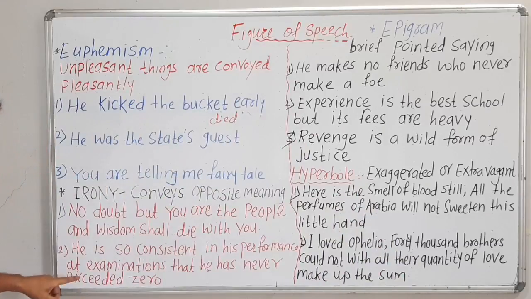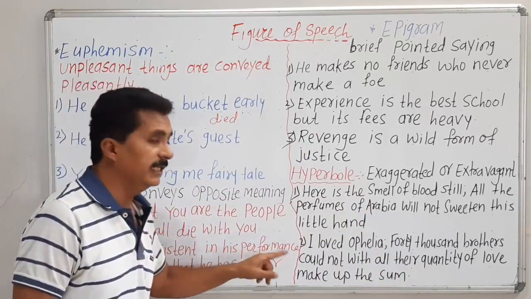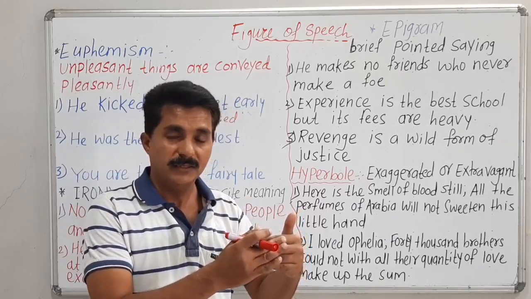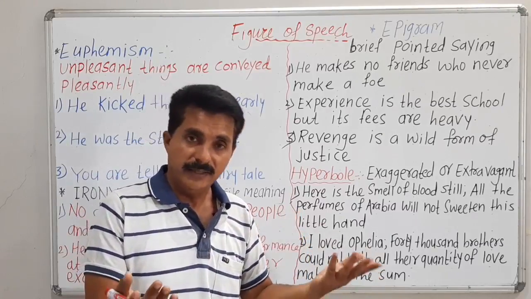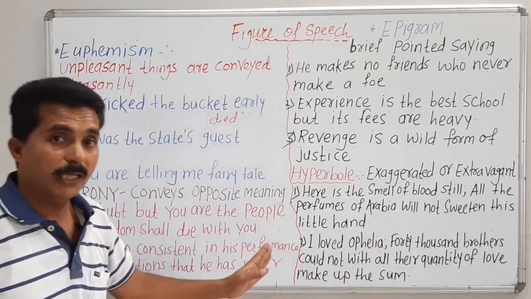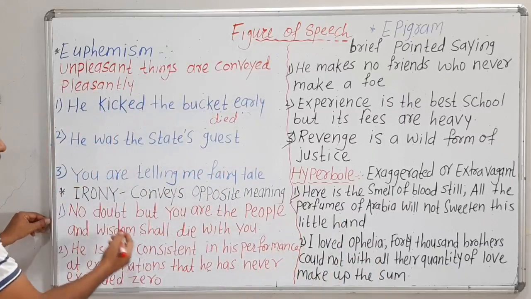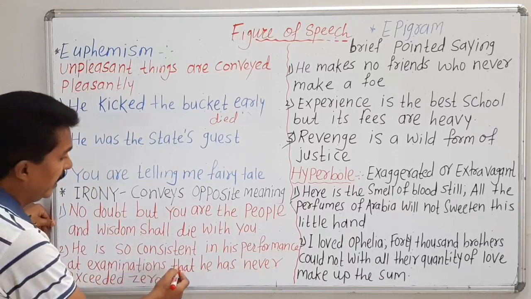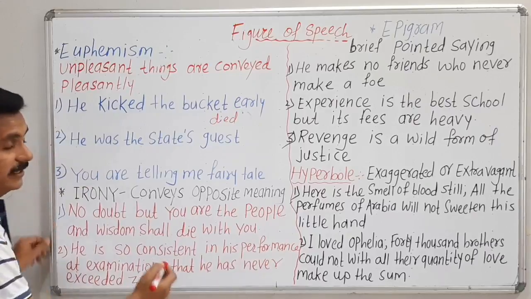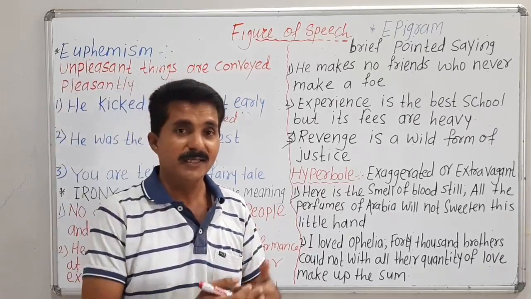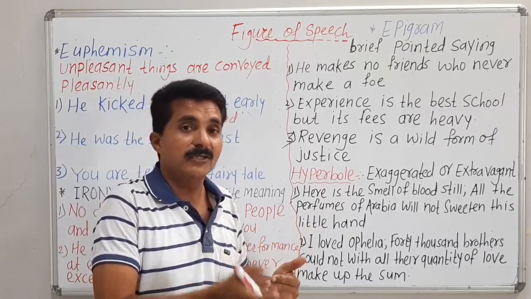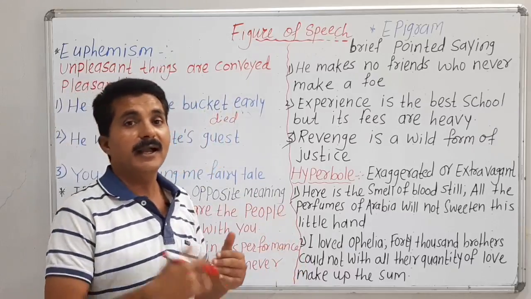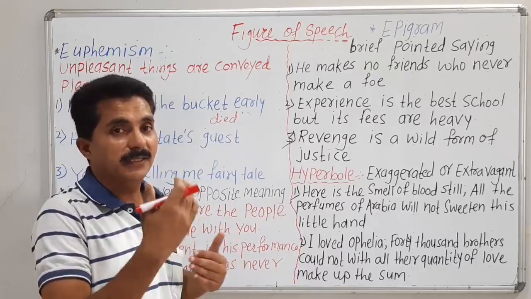Let us see the next example. He is so consistent in his performance. If somebody performs very nicely and is consistent, it is good to say there is nothing wrong. But let us see what type of performance it is. He is so consistent in his performance at examination that he has never exceeded 0. So what is the performance? Getting 0 marks is the consistent performance. So this statement is an ironical statement, a kind of taunt to the person that the speaker makes.